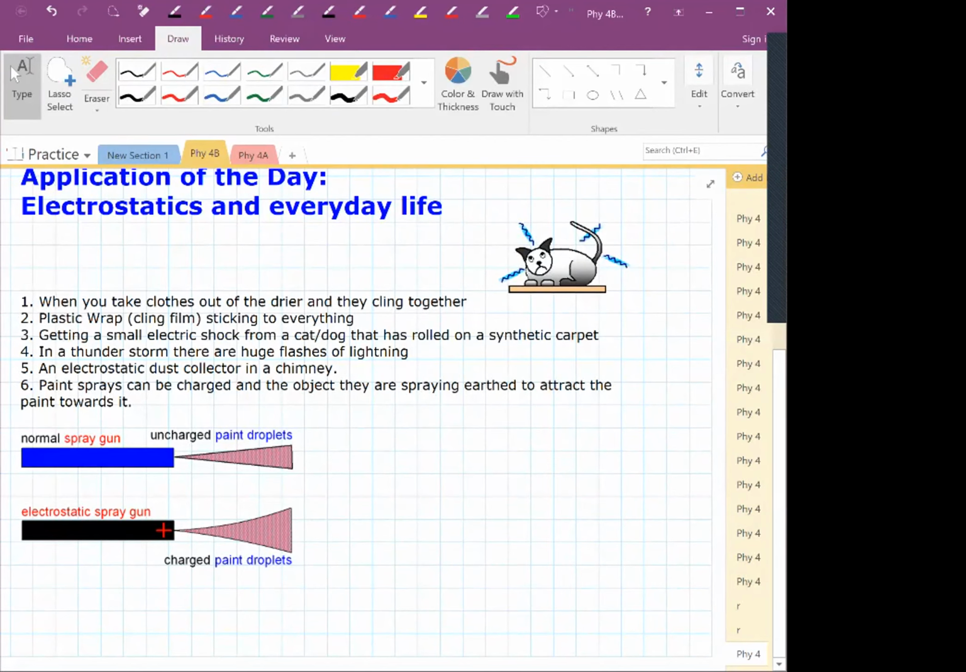They'll have devices in the chimney that charge the particles, and then they'll have some kind of electric field that helps them attract and collect those particles before they leave the chimney.